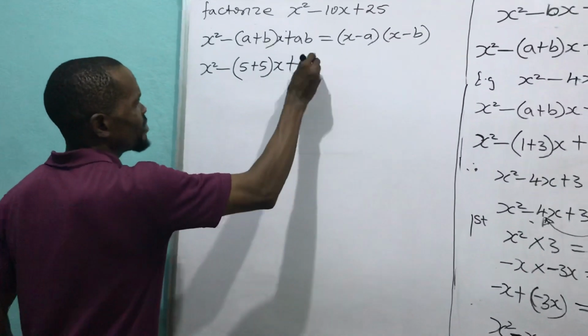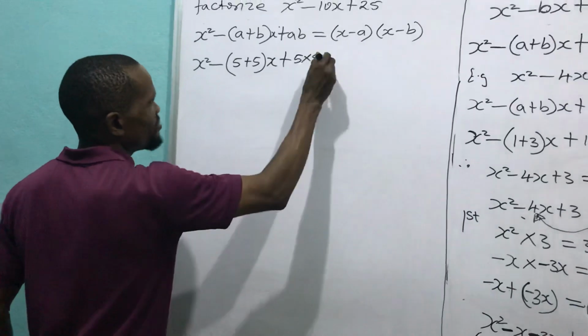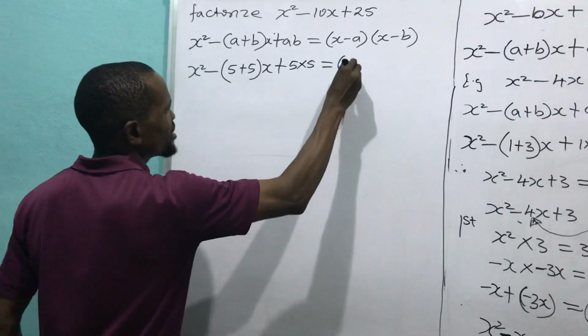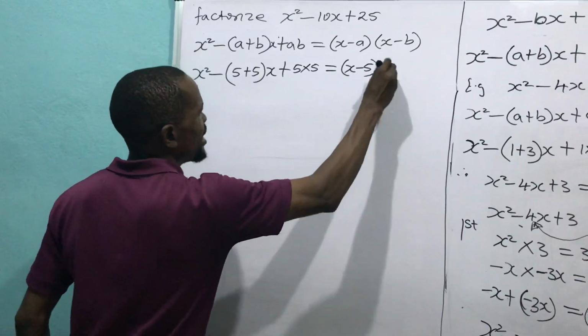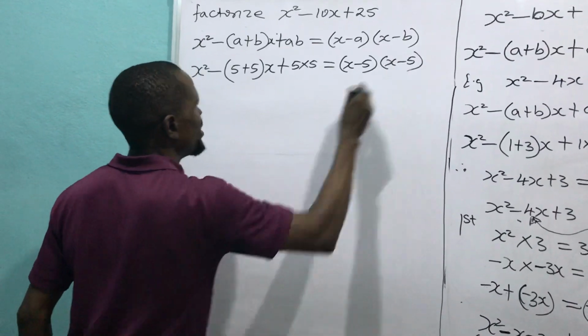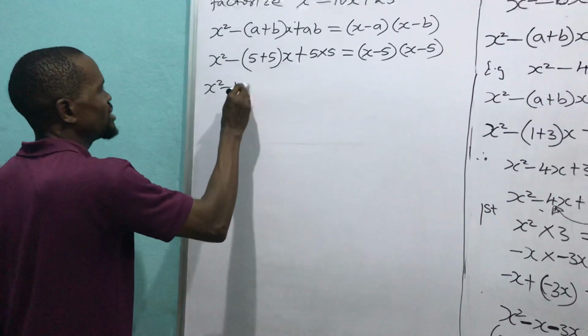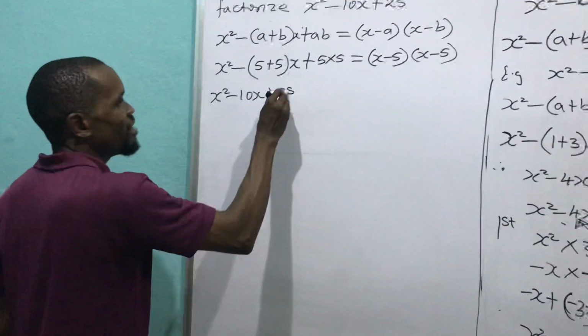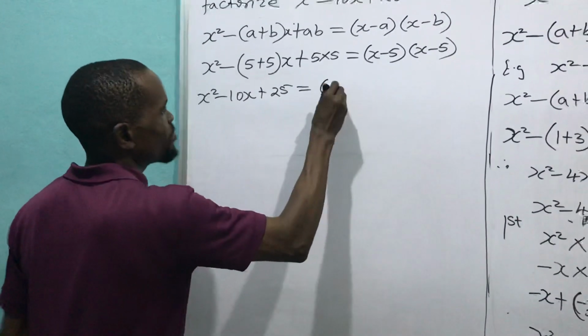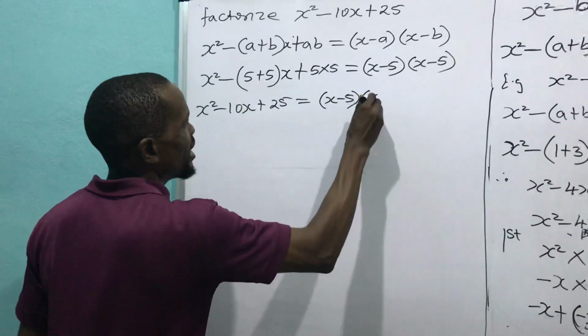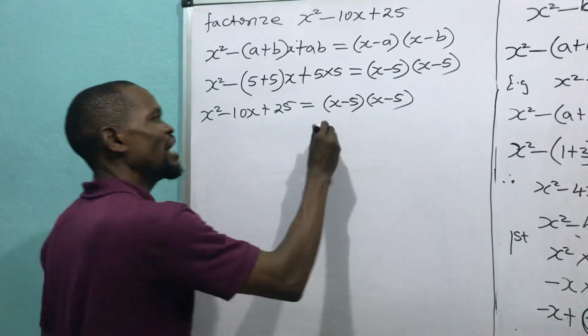This means 5 times what? 5 will give me 25. And that's answer become x minus what? 5. And again, x minus what? 5 again. And my answer now for this factorization becomes x minus 5 into x minus 5. And that's my answer.